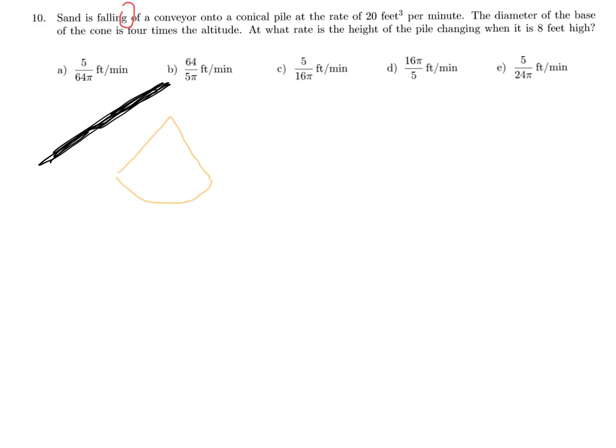The diameter of the base, the diameter of the pile, is 4 times the altitude. That might be relevant. So my D equals 4 times height. One thing that is glaringly missing from this problem is the formula for the volume of a cone. On your test and on the AP test, that would be given to you. It's 1/3 pi r squared h.